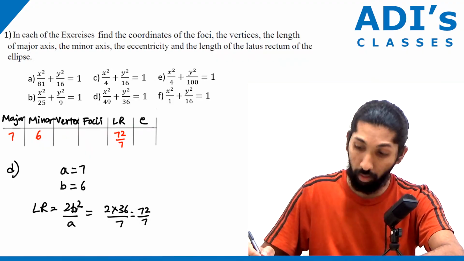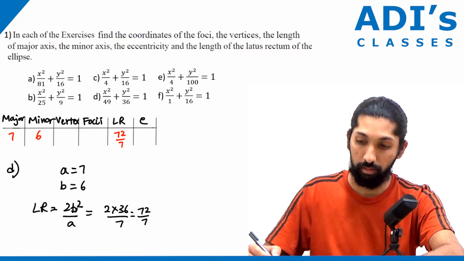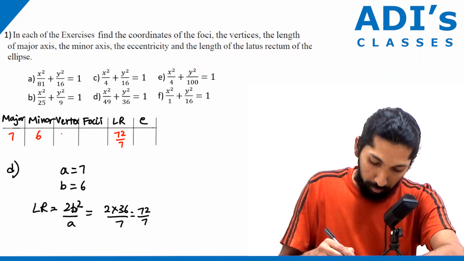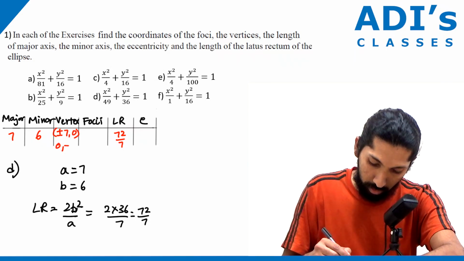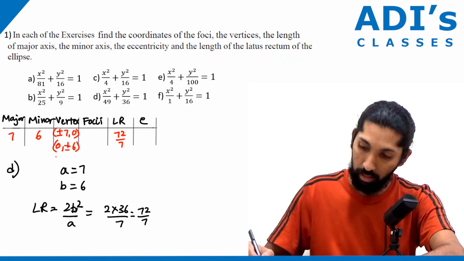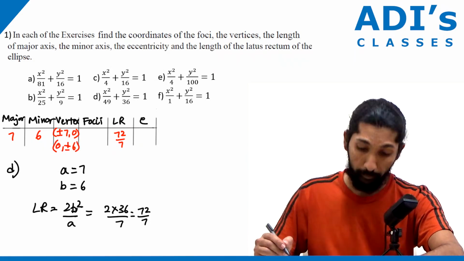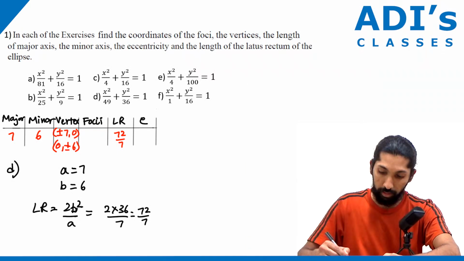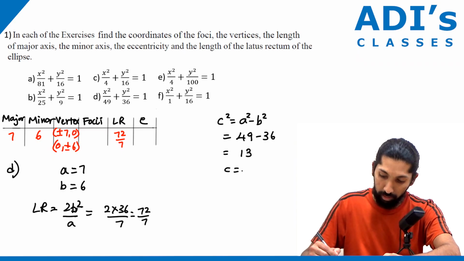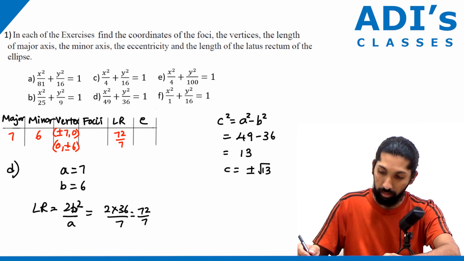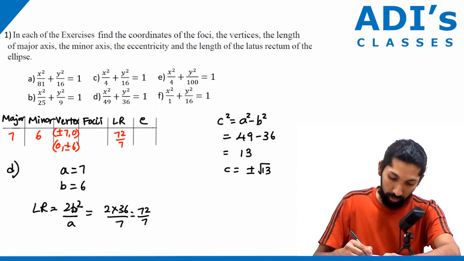Now, vertices also we can easily write down. Vertices is going to be plus or minus 7, comma 0 and 0, comma plus or minus 6. These are the values of vertices. Now for focus, C square is equal to A square minus B square. 49 minus 36, which is going to give us 13. So C is plus or minus root 13. Correct? So foci is plus or minus root 13, comma 0.